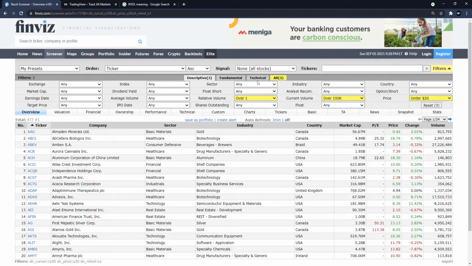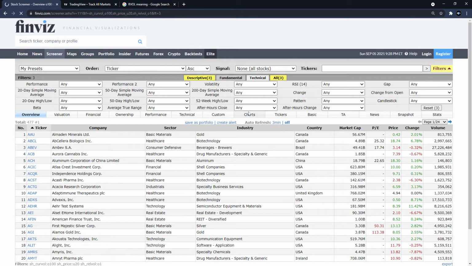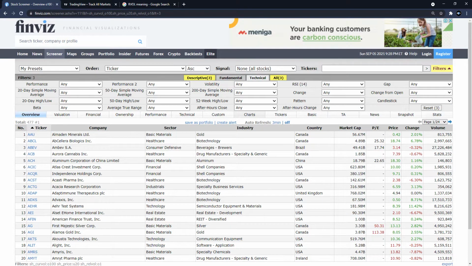Now where we want to go is on the technical side of things, right here on the technicals. And what we want to fill in the technicals is, we're going to be using the 20-day simple moving average, the 50-day simple moving average, and the 200-day simple moving average.